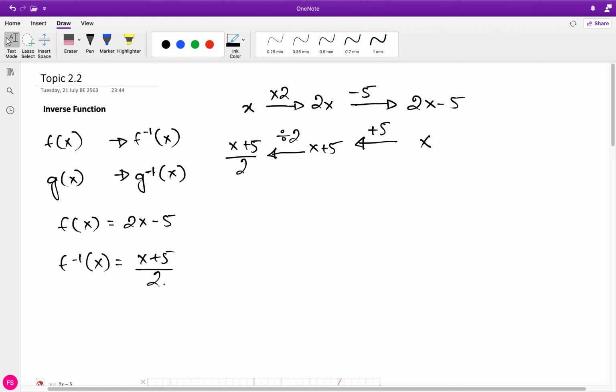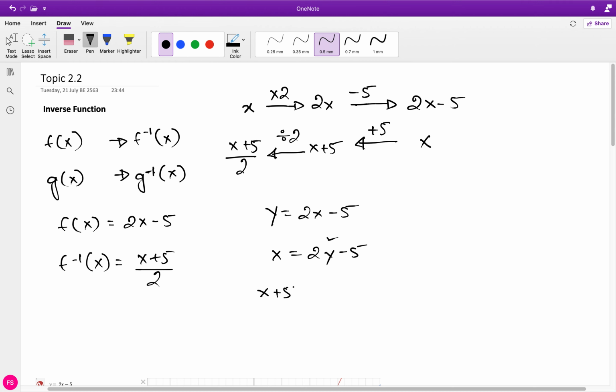Now there's another way to do this, because you don't have time in the exam to do this every time. So I'm going to show you the other way. This f of x actually means y equals 2x minus 5. Now to find the inverse, since everything is the opposite, I'm going to interchange the x and y. So my y is going to be x and my x is going to be y. And then I'm going to make this y the subject.